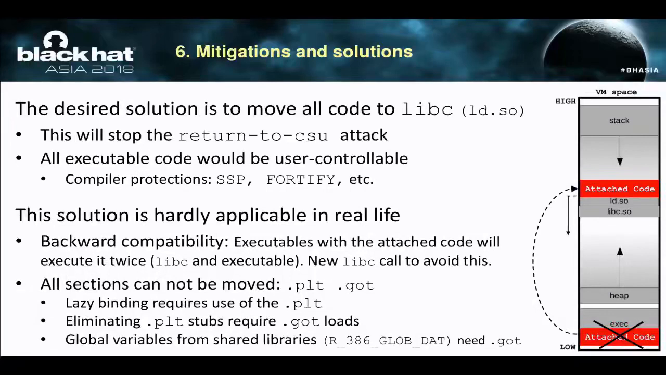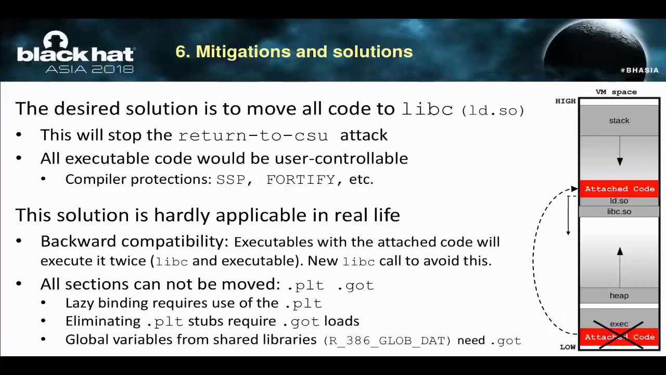Why? Well, because if this code is there, we cannot abuse it at all. All executable code will be user controllable, which means there is code here that we cannot turn off. If I am a developer, I want this code to be secure. I want to compile this code with a stack smashing protector. You can't do that, because this code is already compiled and is in your executable. This solution is almost impossible, very hard to apply.